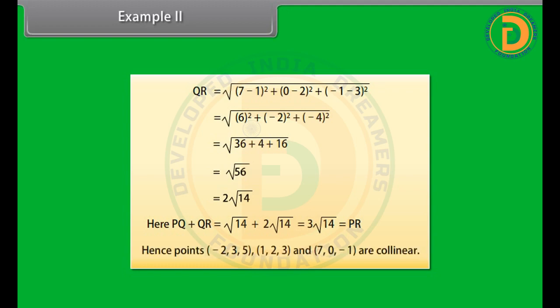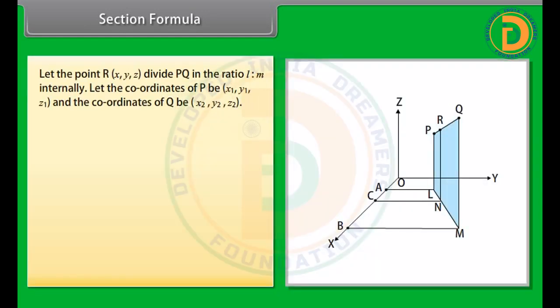Hence, points (-2, 3, 5), (1, 2, 3) and (7, 0, -1) are collinear. Section formula. Let the point R (x, y, z) divide PQ in the ratio l:m internally. Let the coordinates of P be (x1, y1, z1) and the coordinates of Q be (x2, y2, z2).